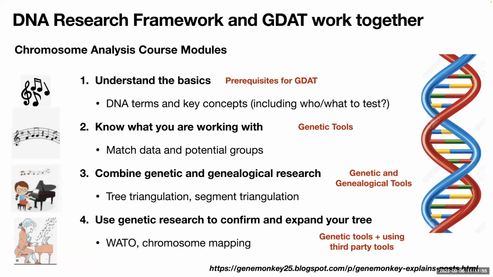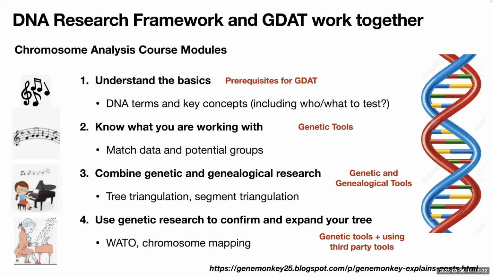Module 3 is about bringing genetic and genealogical tools together, and GDAT has some wonderful genealogical tools, but because it's a database, you've got to feed it information. So for those things to work, you've got to constantly feed it information, but I'll talk more about that. So it all works together, and just like with the chromosome analysis course, you've got to start at the beginning, make sure you understand the basics before you move on to using the genetic tools and then the genealogical tools.